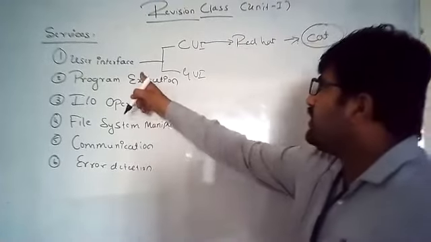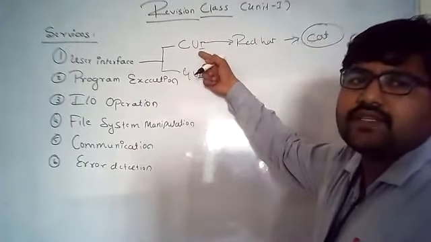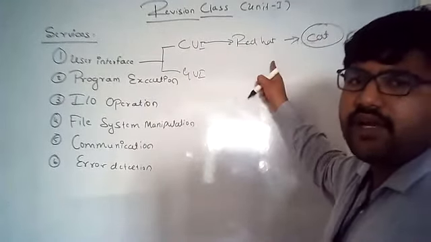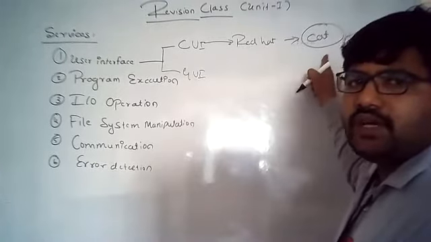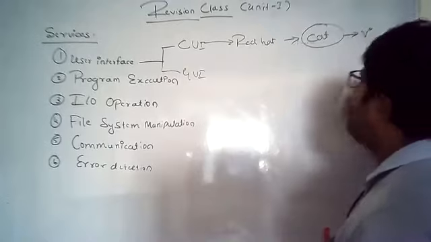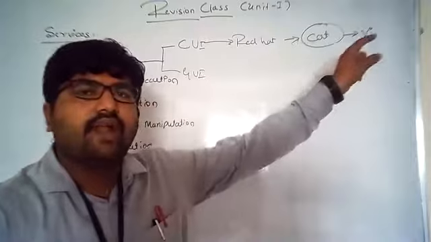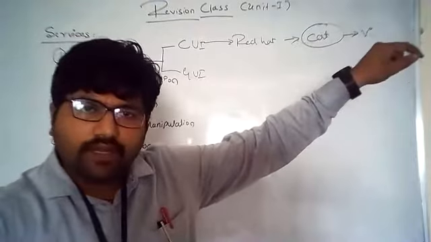User interface comes in two types, one CUI and GUI. For CUI, the example is your Red Hat. In Red Hat you are going to create a file using cat, and you are going to create a file using vi command. Vi file name .c. Am I right?